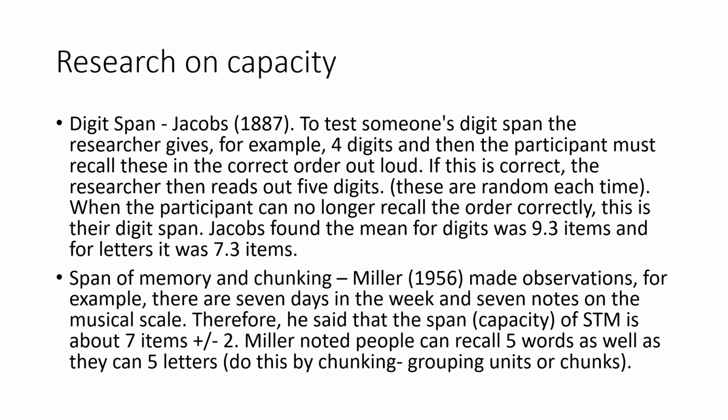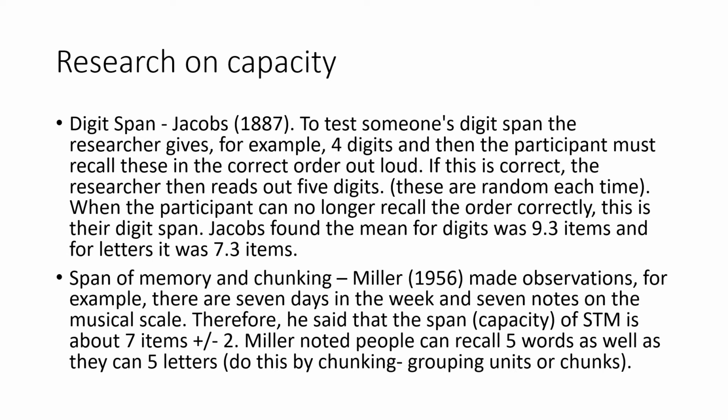Now, if you do this correctly, the researcher will then read out five digits, which won't be the same as the first four you've just had. It'll all be different, so it's randomized each time. And when the participant can no longer recall the order correctly, that's their digit span. So what Jacobs found was that the mean for digits was 9.3 items. And for letters, it was 7.3 items.